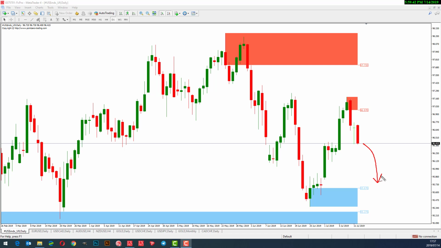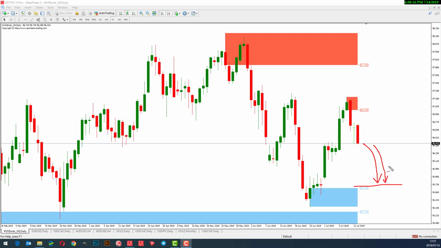So, higher time frame bias, we are looking at dollar to test the 95,600 demand area. That's our higher time frame bias. So we're looking for shorts on dollar to the downside. We are looking for the market to test the 95 demand area.